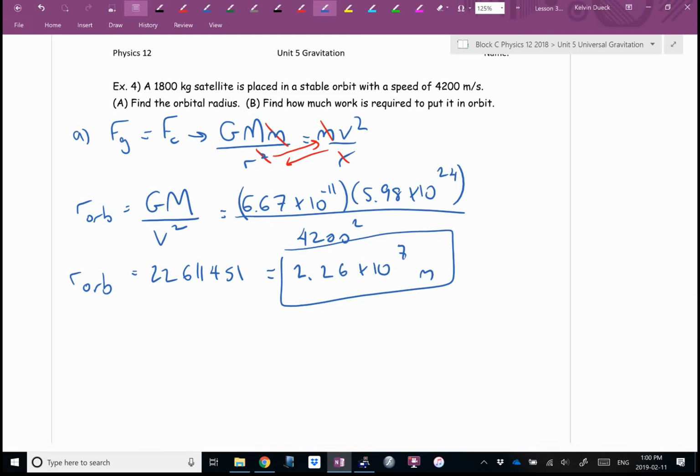Do I need to add the radius of the Earth to that to get the orbital radius? No, because this wasn't an altitude. This was a radius, which means it's already being measured from the center of the Earth. Okay. Maggie, what's B want me to find?